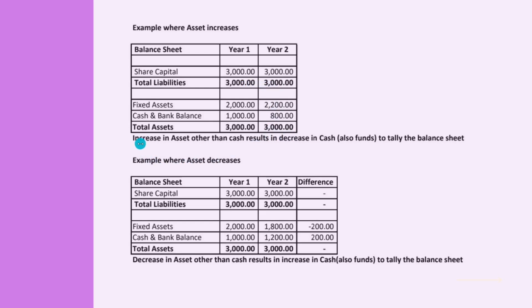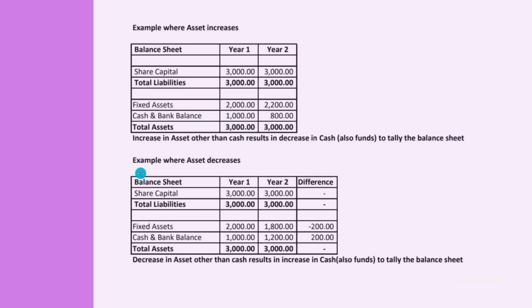So here fixed asset increases, and to tally the balance sheet we have to decrease another asset, that is cash and bank balance. So increase in asset other than cash results in the decrease in cash, also called the funds here in the fund flow statement, to tally the balance sheet, and hence increase in asset is always application of the funds as cash and bank balance reduces.